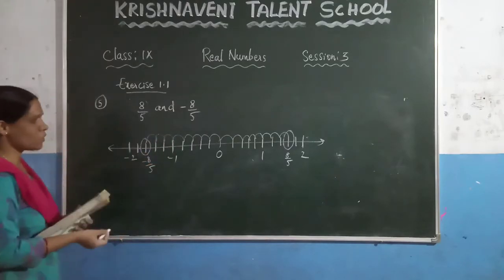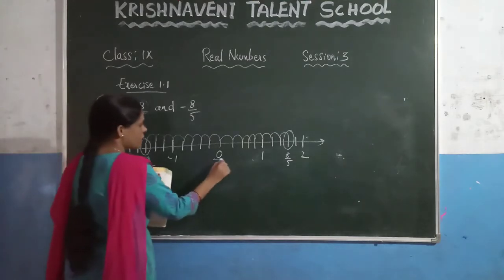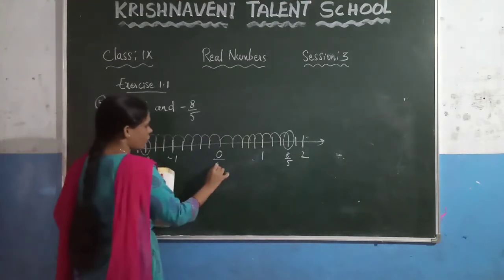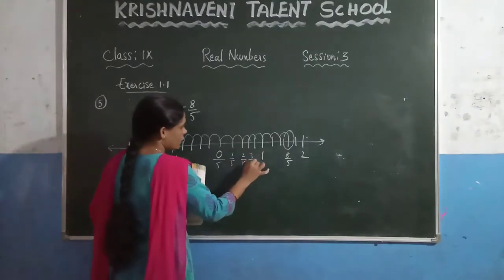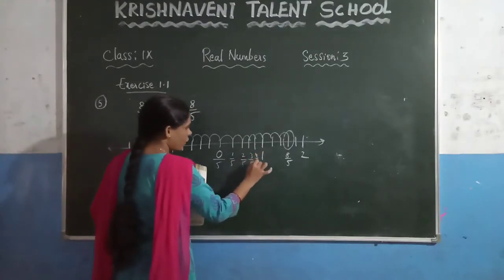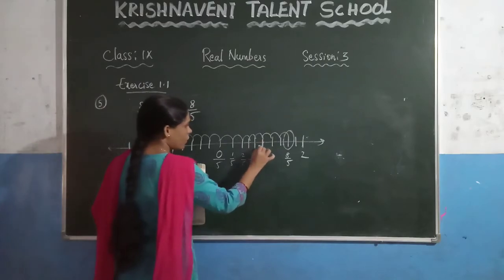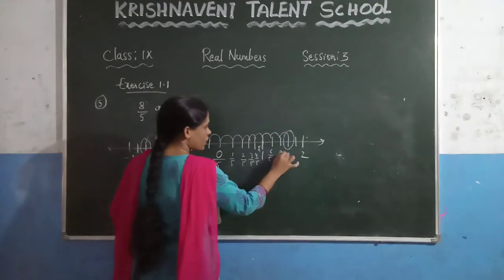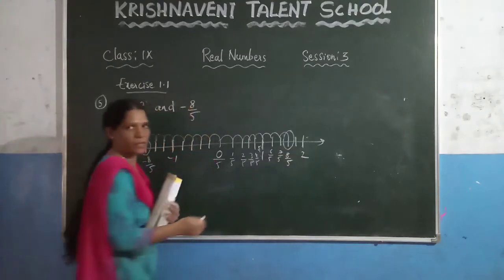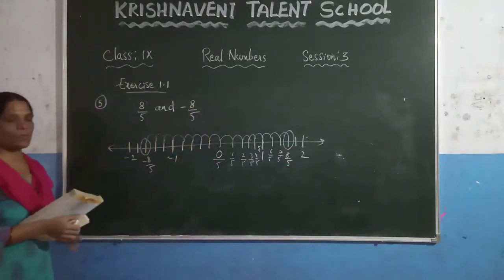If you want to check it, you can check it. This one you can write as 0. What is the denominator here? 5. And what is the next one? 1 by 5, 2 by 5, 3 by 5. This one is 4 by 5. This one is 5 by 5, which is nothing but 1. And after that you are getting 6 by 5, 7 by 5 and 8 by 5. So like that you have to represent.